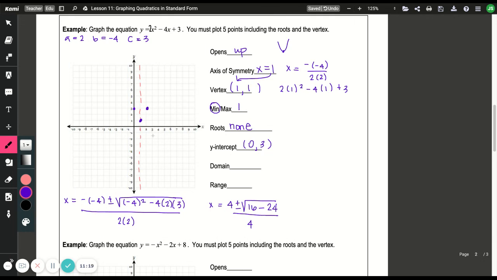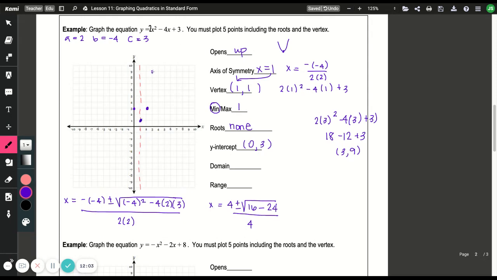So you could, for example, plug 3 in, just plotting points like we did when we first learned to graph lines. So say we put 3 in there. 2 times 3 squared minus 4 times 3 plus 3. So that's 18 minus 12 is 6 plus 3 is 9. So when I put 3 in for x, I get 9 for y. That gives me an ordered pair, 3, 9. I can pick whatever I want. I could have picked 5 or 6, but it would have been way off the graph, so that wouldn't have helped me very much.